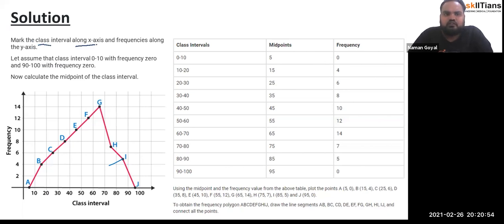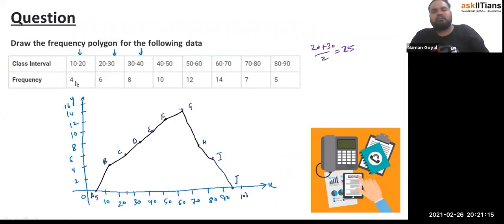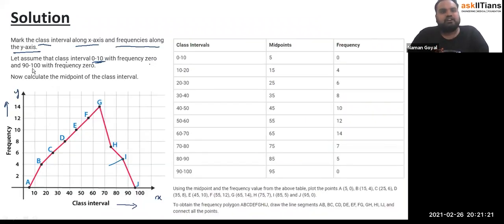Now if I show you the perfect graph, we mark the class interval along the x-axis and the frequency along the y-axis. Now let us assume the class interval 0 to 10 has frequency 0. In this table 0 to 10 is not given, so we assume it has frequency 0. Same for 90 to 100. Now calculate the class midpoints of the class intervals, which are known as class marks. For this one it is 5, like this.